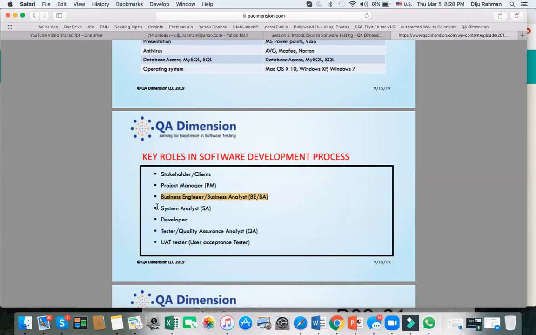Most of the time people get confused. So think of it this way: system analyst is more like a technical person. Business analyst will tell you, okay, the stakeholder said that the room has to be only 10 feet by 12 feet. That's what the stakeholder told me, and that's what the business analyst is telling the system analyst. But the system analyst is the technical person, more knowledgeable about the system, or in this case about architecture and room dimensions.